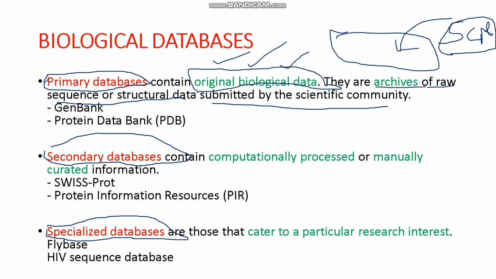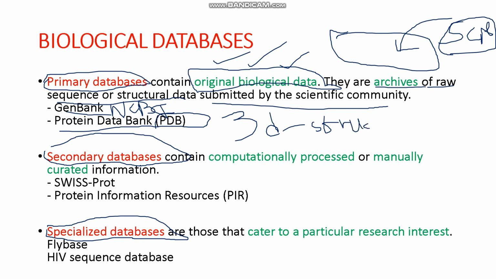Examples of the biological primary databases are GenBank, like the NCBI, and then the Protein Data Bank, the PDB, in which the 3D structures of the proteins are stored.